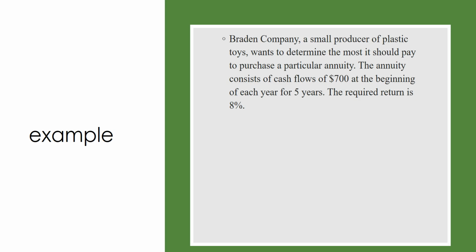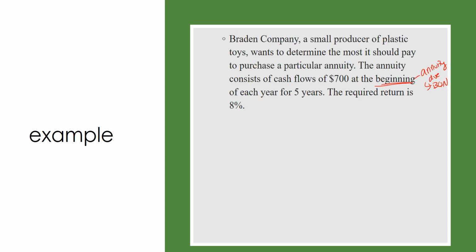It's the same example as before, except now our cash flows occur at the beginning of the period. So instead of coming out and saying that this is an annuity due problem, it says that the cash flow occurs at the beginning. So you do have to recognize that this is an annuity due. An annuity due simply means put your calculator in begin mode.